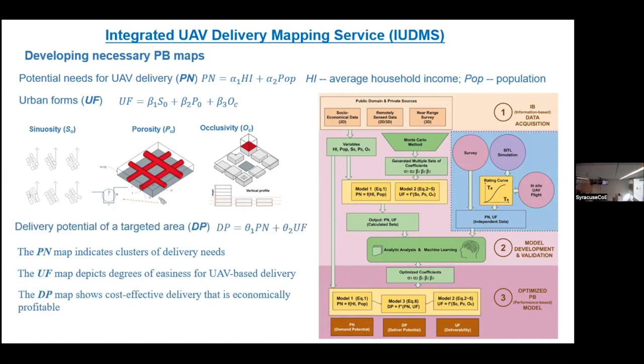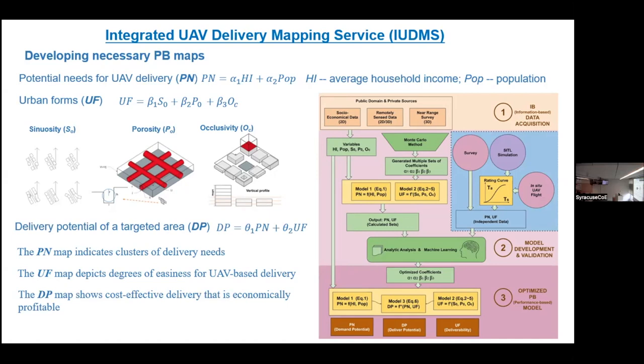And then the third one is called delivery potential for targeted area. This is essentially a combination of the two. For a company, let's say Amazon, they can use it to determine whether it's worth flying to, let's say, downtown Syracuse or to the suburbs. This map gives them the idea so that they can make a decision on where to fly, whether they can make a profit or not. This is the first step.